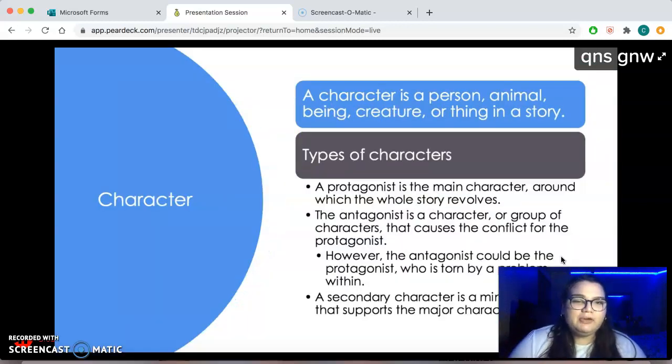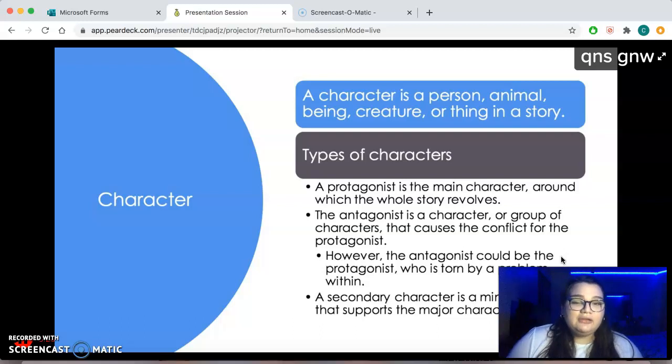A character is a person, animal, being, creature, or a thing in a story. The types of characters that we mostly focus on are the protagonist, which is the main character. And this is usually the character that the story revolves around. Then we have the antagonist. The antagonist is a character or group of characters that causes a conflict for the protagonist.